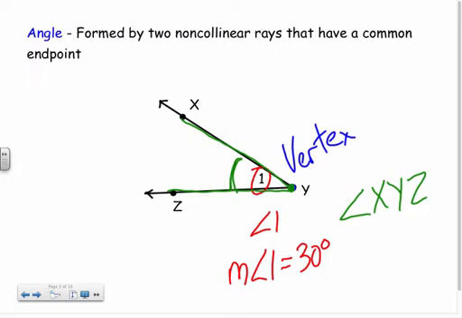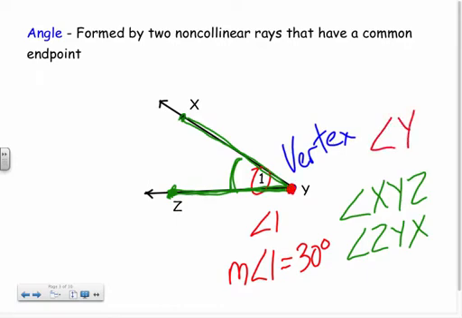I could have gone the other way. I could have started at X and said Z, or started at Z and went Z to Y to X. That's fine. I could have said angle Z, Y, X. Either way. Also in this case, I could have stated just angle Y. That's fine. You don't always want to do that, just in case something like this happens.